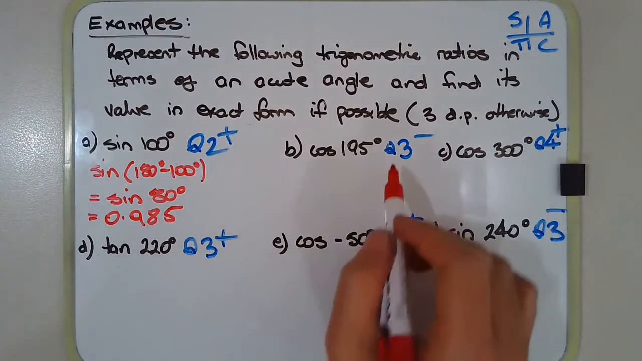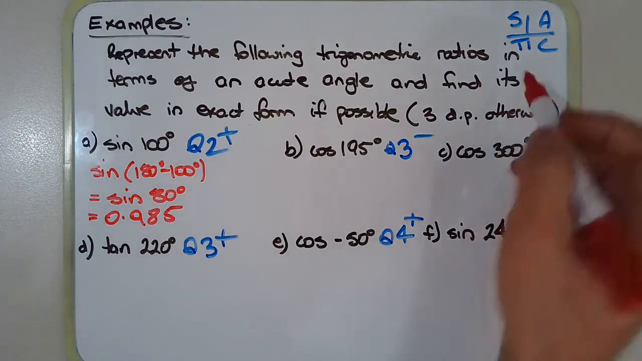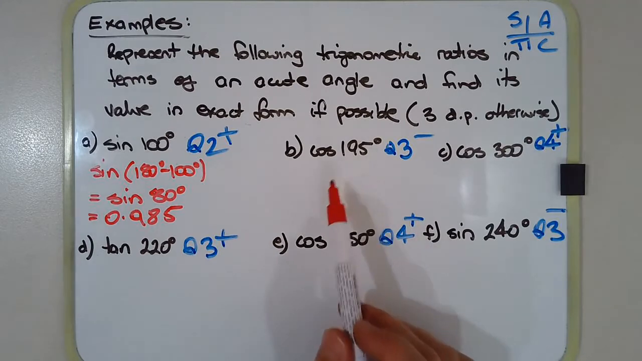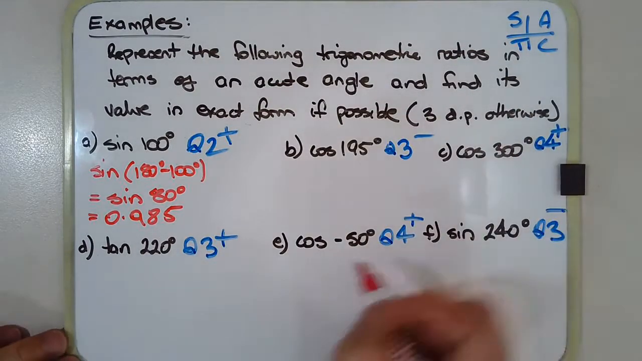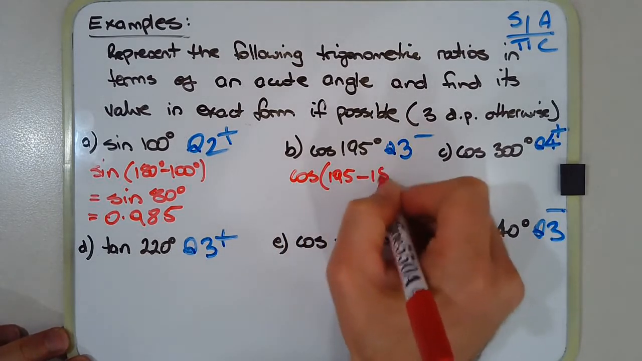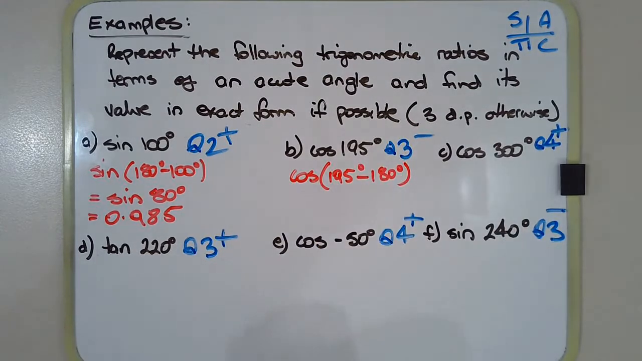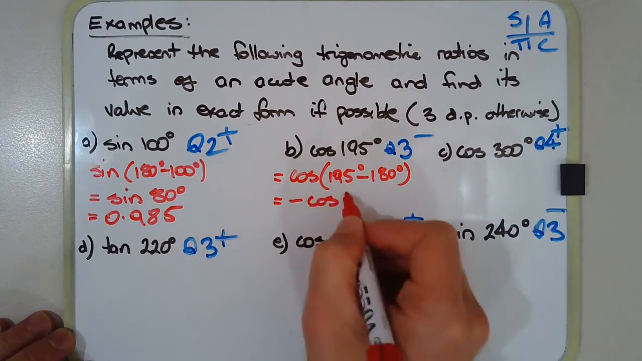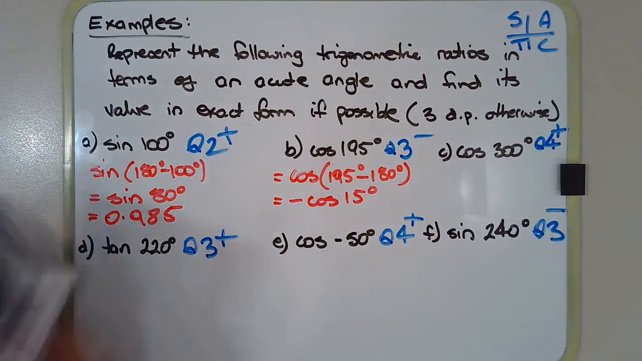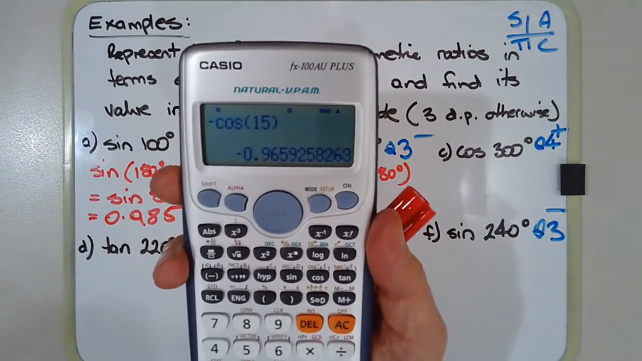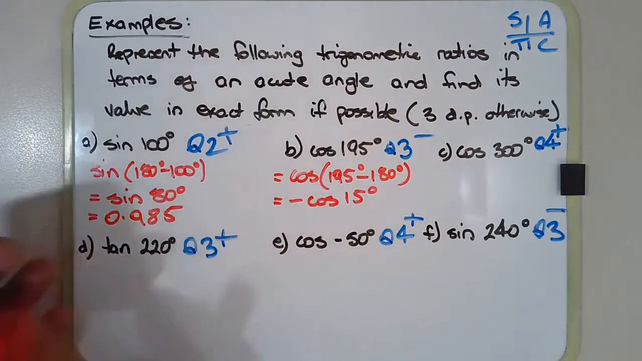Cos 195 degrees, quadrant 3, it's negative. Quadrant 3, let's convert that into a quadrant 1 angle. What we're going to do is take off 180 degrees, so we're going to subtract back 180. So that's cos 195 minus 180 degrees, and that's going to be cos of 15 degrees. But because it's negative, we write it as negative cos of 15 degrees, which is negative 0.966.